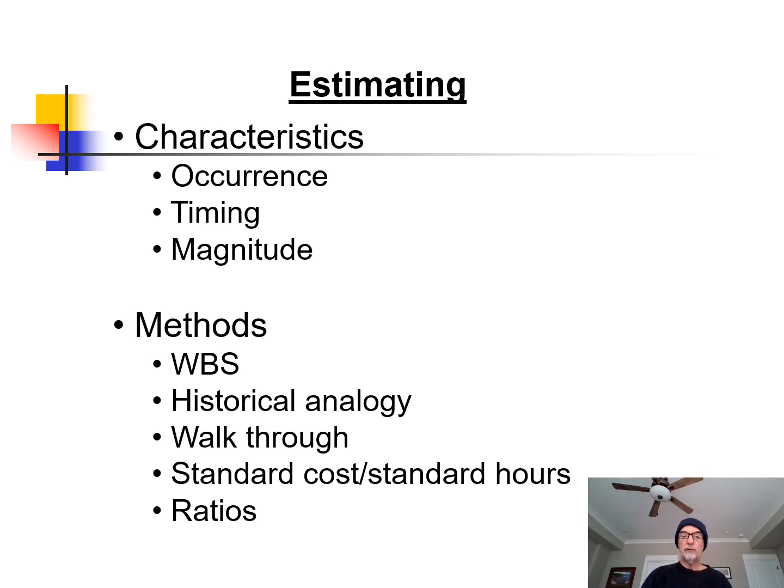There's a lot of different methods you can use to estimate. You could use your work breakdown structure. You can use a historical analogy where you're comparing something in the past with your current project. You can use a walkthrough method where you work with your team and just walk through the different pieces of the project. You can also rely on standard costs, standard hours, where you already have things in place and you're basically going to be relying on those for your project. So just project those costs and hours, and you also can develop a series of ratios.